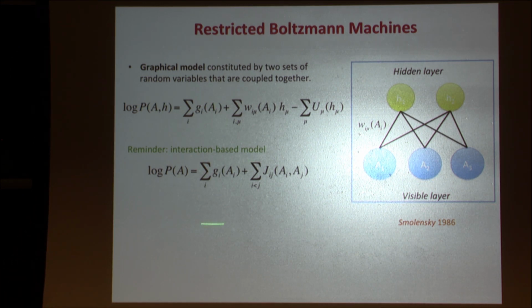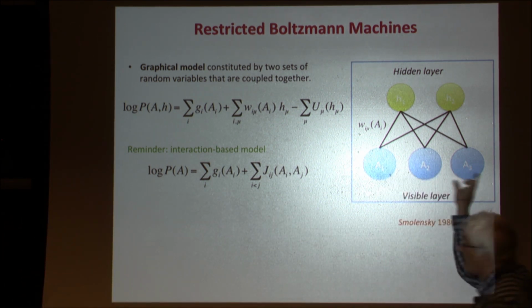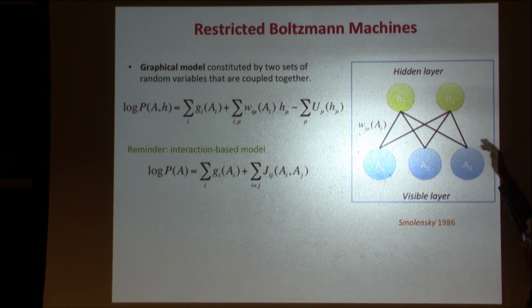Remember what we had in the Potts model: local terms on sites and interactions. Now I will unravel this interaction and introduce a new set of variables, which I'll call hidden variables, the h_mu. The number of hidden variables is not fixed now, it's just a number. In the graph, we no longer have any interaction between the sites, but only interaction between the two layers.